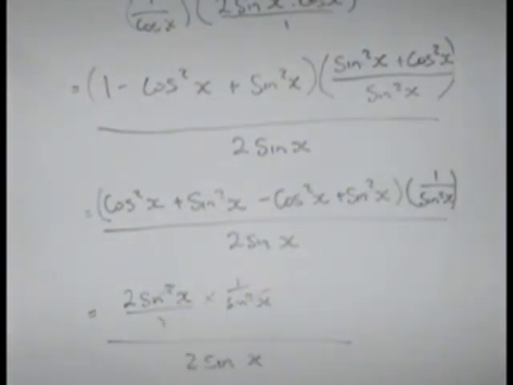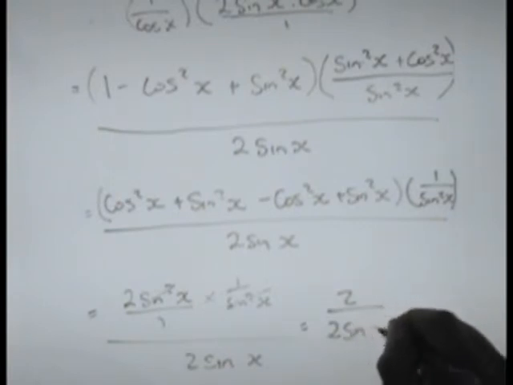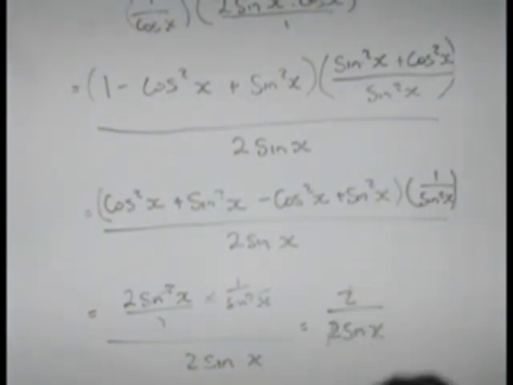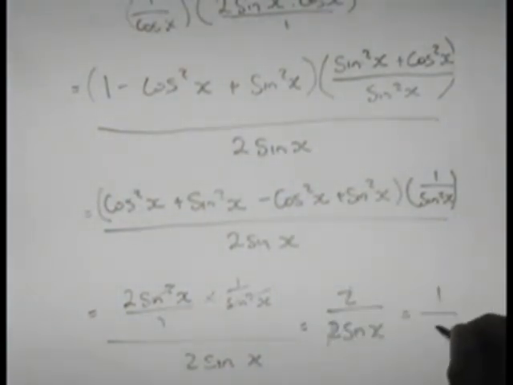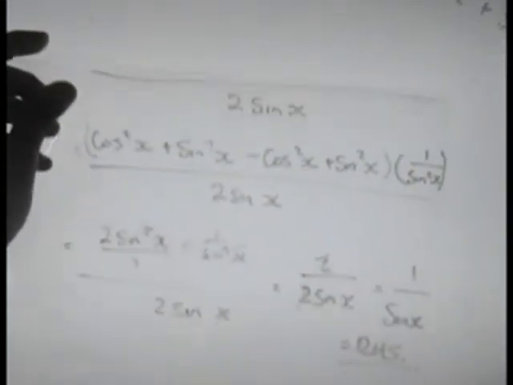Wouldn't that and that cancel, to give us an answer of 2 over 2 sine x? Common factor of 2, which leaves us with 1 over sine x, which is equal to the right hand side, which is exactly where we were headed.